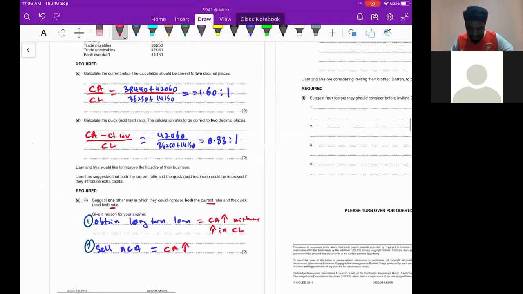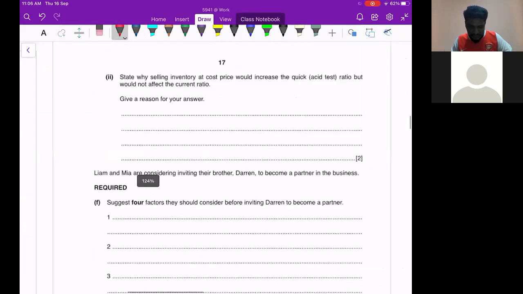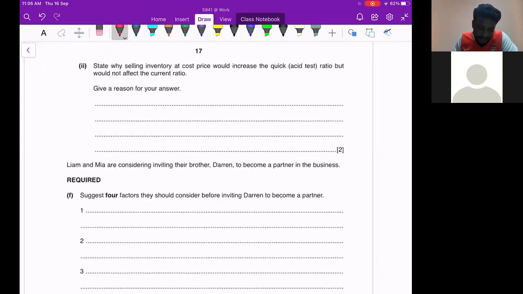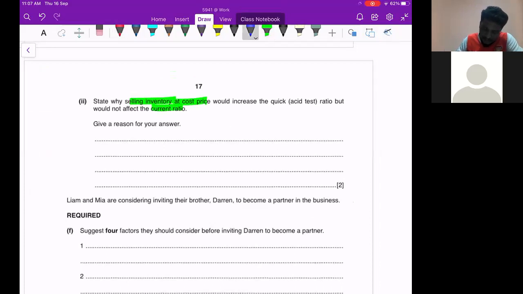Okay, next one. State why selling inventory at cost price would increase the quick ratio, but have no effect on the current ratio. You understand the question? You see, your current ratio is current asset over current liability. Quick ratio is current asset without the closing inventory over the current liability.